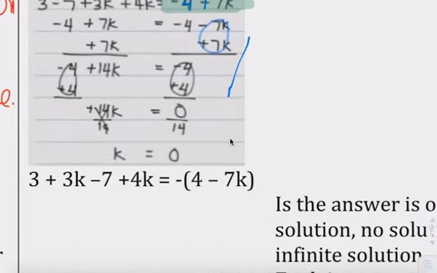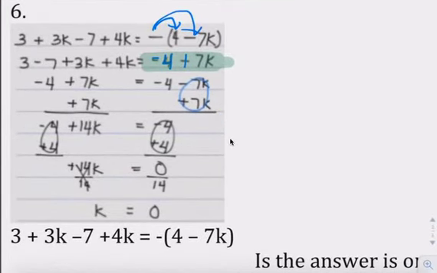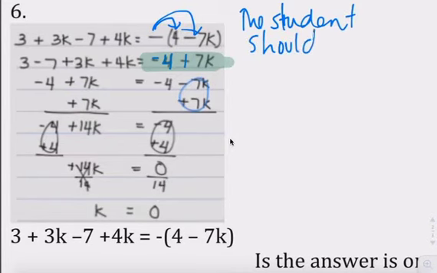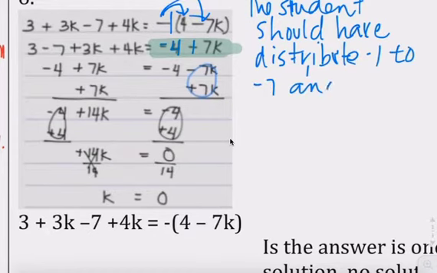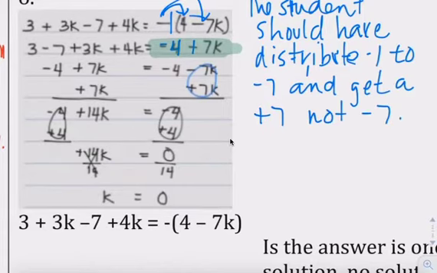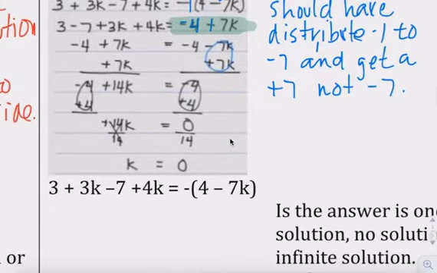So, the student should have distributed negative 1 to negative 7 and gotten a positive 7, not a minus 7. Okay, so here we go.